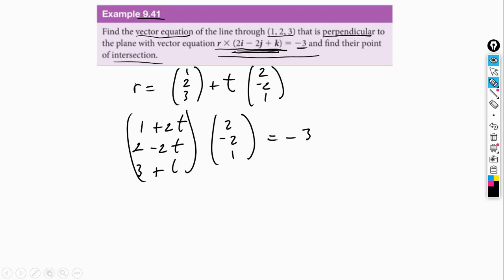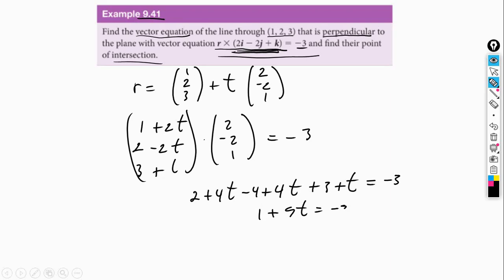Remember this is the dot product, right? So it would be 2 + 4t − 2 + 4t ... minus 4 + 4t plus 3 + t has to equal −3. So now if we add similar terms, we're going to get 1 + 9t = −3. So 9t = −4. So t is −4/9.